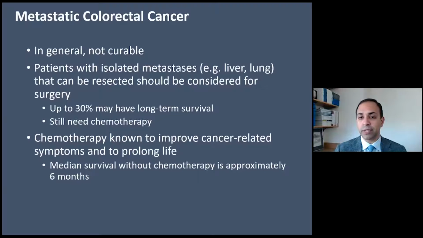These patients still need chemotherapy to eliminate any micrometastatic disease that may be present, even with resection of both the primary tumor and any visible metastatic sites. In those patients where surgery is not possible, chemotherapy has still been shown to improve both cancer-related symptoms and to prolong life. And this is in a disease where the median survival without chemotherapy is approximately 6 months.